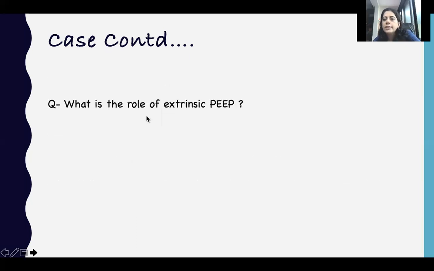So what is the role of extrinsic PEEP? Now this is one thing which we need to understand very carefully. And when do we use extrinsic PEEP in these patients with obstructive airway disease exacerbations?